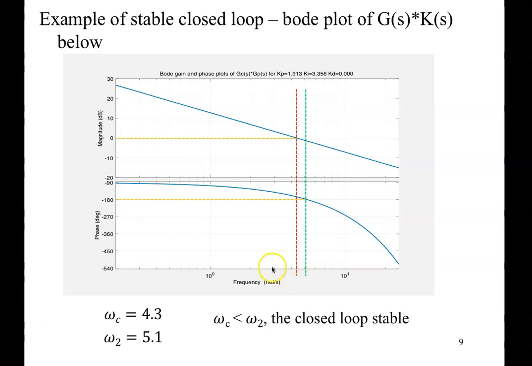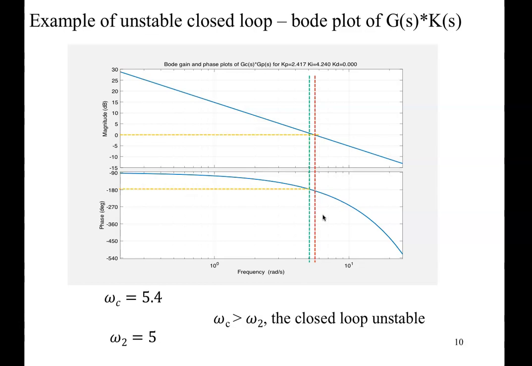Now, omega c in this case is 4.3, omega 2 is 5.1, so omega c is less than omega 2. Therefore, the closed loop system will be stable. That's how you apply the stability criteria to a Bode plot. Now remember, this plot is actually an open loop plot. We are trying to make a judgment on the stability of the closed loop system from the open loop frequency response plot.